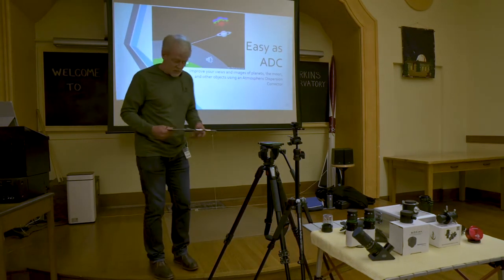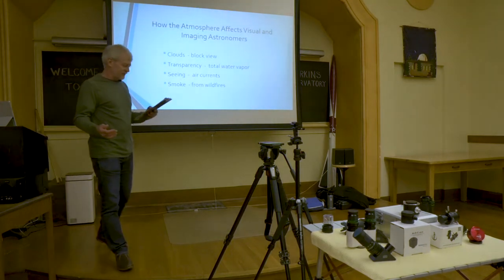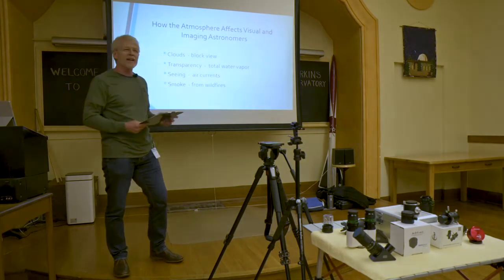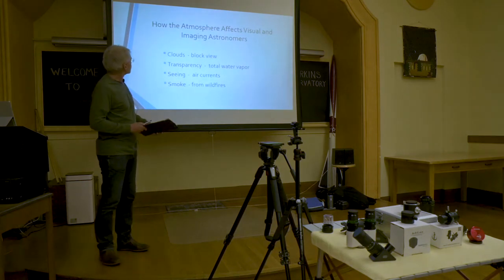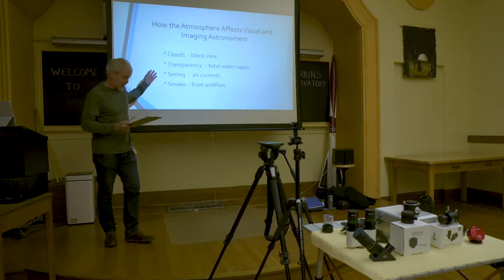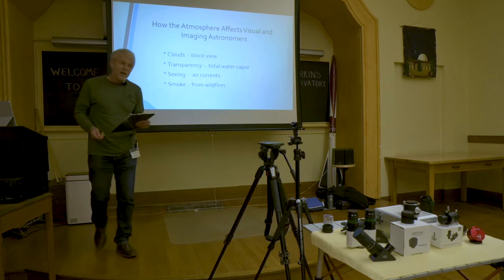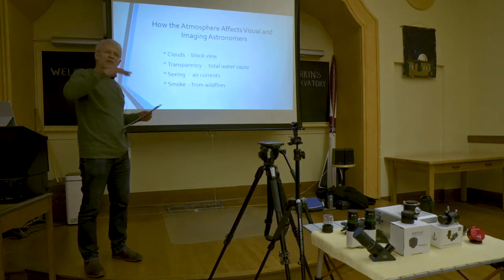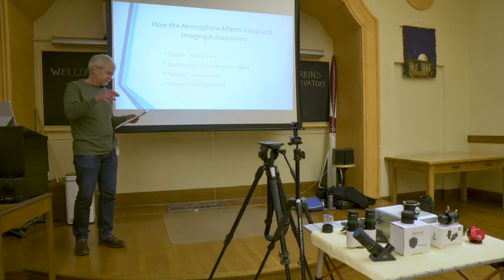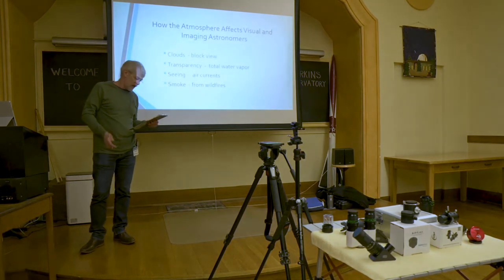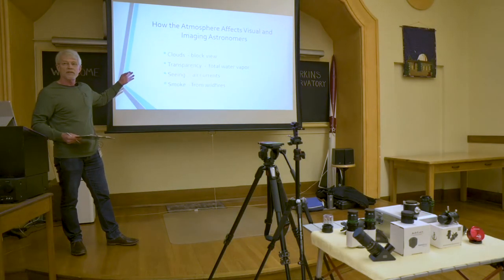So we've got all kinds of problems related to telescopes: coma, astigmatism, chromatic deviation effects, and all kinds of things. And now we have more to worry about: the atmosphere. Clouds block your view. Transparency is the total water vapor in the air. You need a low amount of water in the air for low contrast objects, galaxies, nebula, stuff like that. You can have poor transparency, a lot of water in the air, and still see planets.